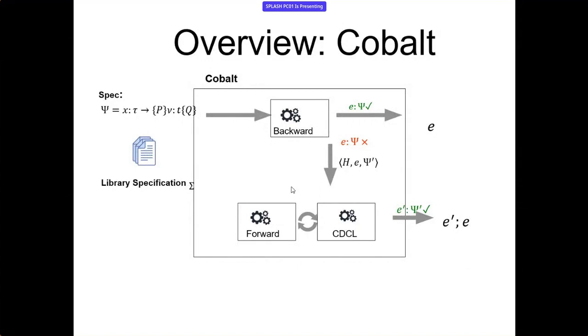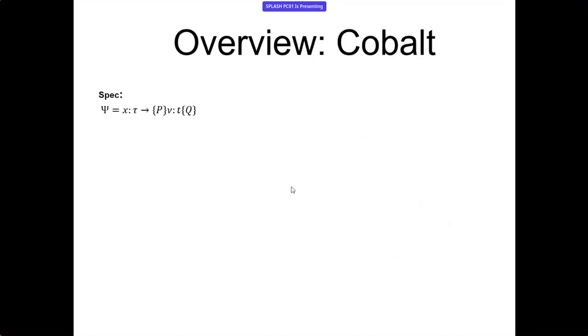Or if the forward and CDCL components fail, then you have some information about the failed paths and you repeat the process for the backward. Notice that this process is bound to terminate, because there are only a finite number of components in the libraries. So let us delve into each of the components and look at them in detail.